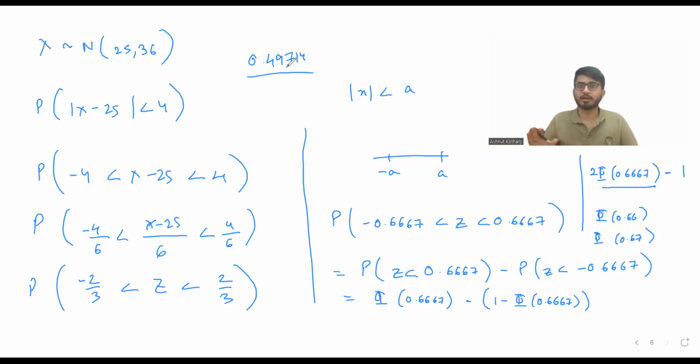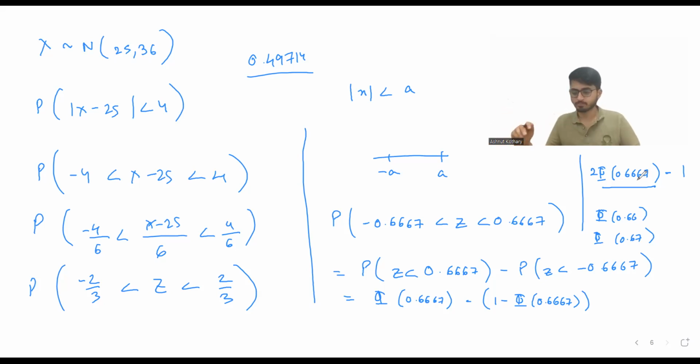That is what we kind of expected. Now, if you take this to be 0.667, then the answer will be even closer to 50%. Because when I quoted, I said between minus 2 by 3 and 2 by 3. 0.67 is not 2 by 3. So if I take 0.667, this also is not 2 by 3, but it is closer to 2 by 3.